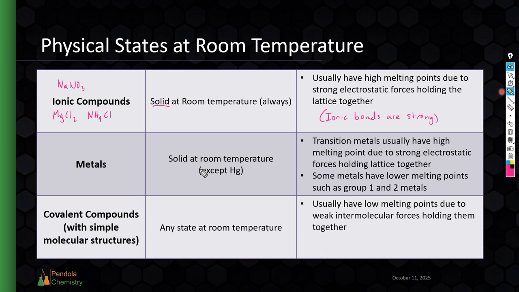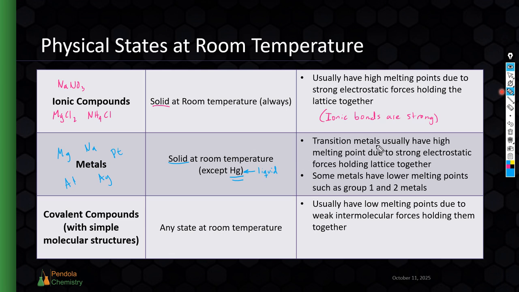Metals are also solid at room temperature. So if we're talking about things like magnesium by itself, not magnesium chloride, or sodium by itself, not NaCl, or aluminum, or silver, or platinum, any of these metals are going to be solids at room temperature. There's only one exception that you need to memorize, which is that mercury is a liquid at room temperature. And you don't need to know why mercury is a liquid at room temperature. You just need to know that mercury is a liquid.